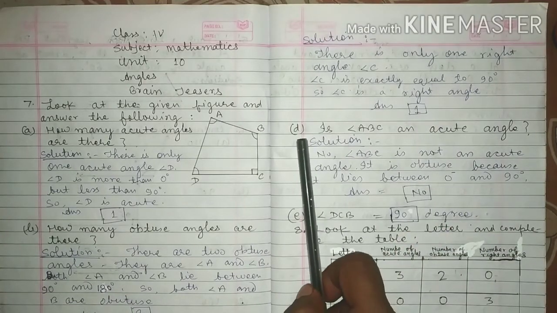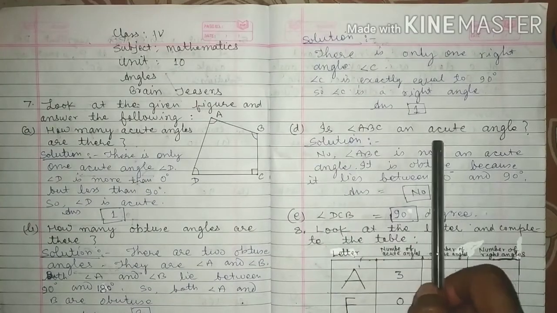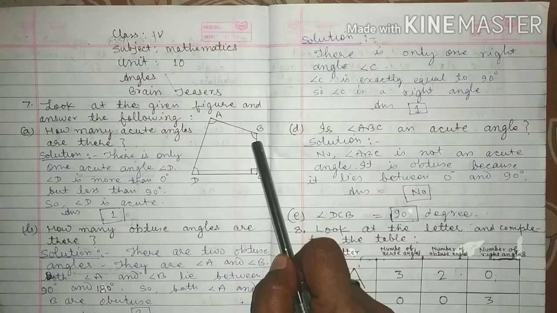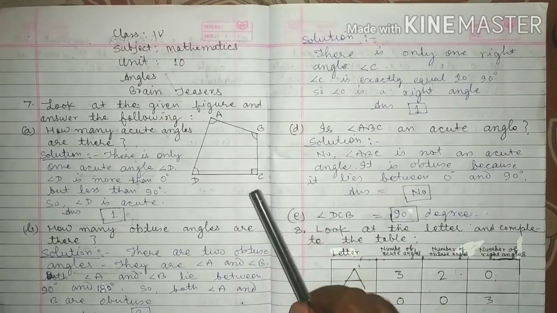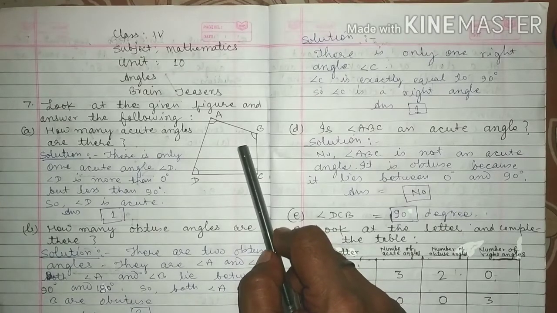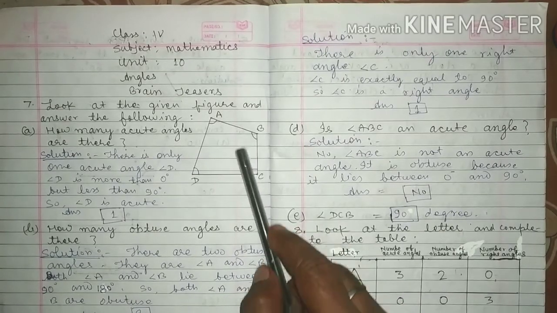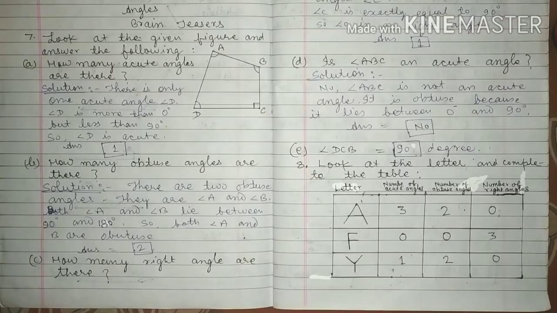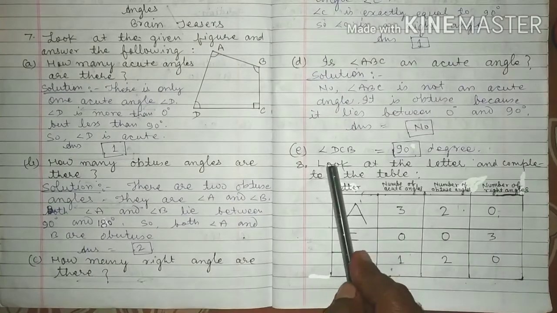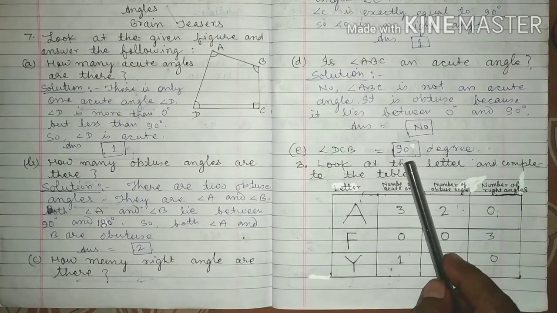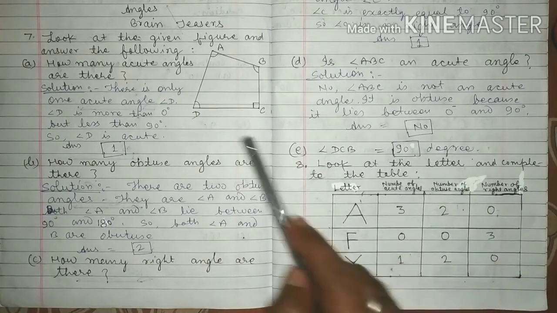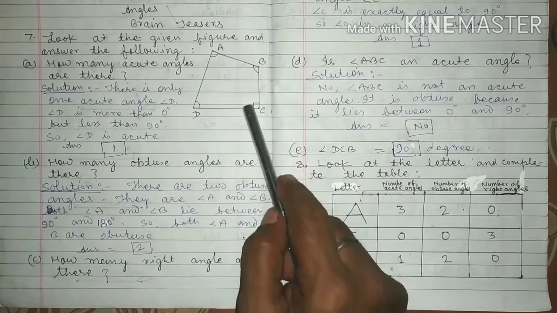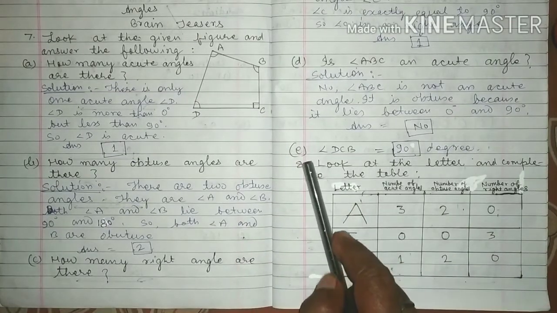Now question number D. Is angle ABC an acute angle? No. Angle ABC is not an acute angle. It is an obtuse angle because it does not lie between 0 degree and 90 degree. Answer: no. Question number E. Angle DCB equals 90 degree. Here at angle DCB, there is a symbol of a right angle and it is 90 degree. This is the answer of question number E.